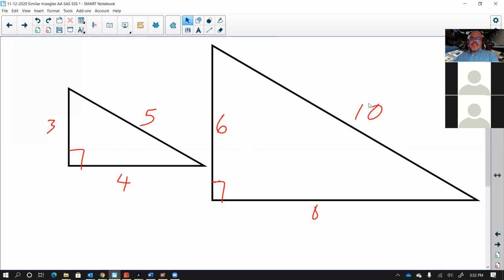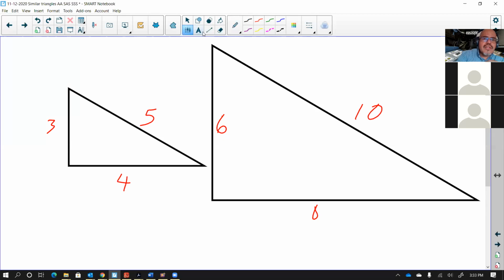That's because we know the third side. We're going from a smaller triangle to a larger triangle. That's going to be your similar triangles, and then we can have SSS similarity.